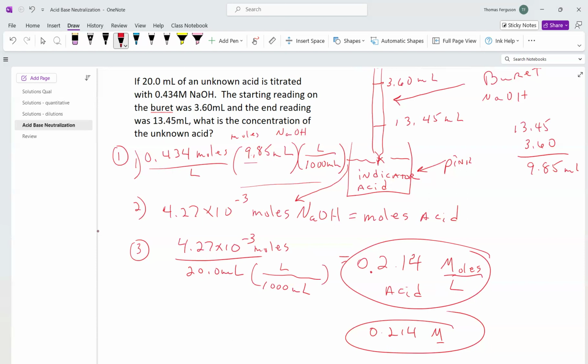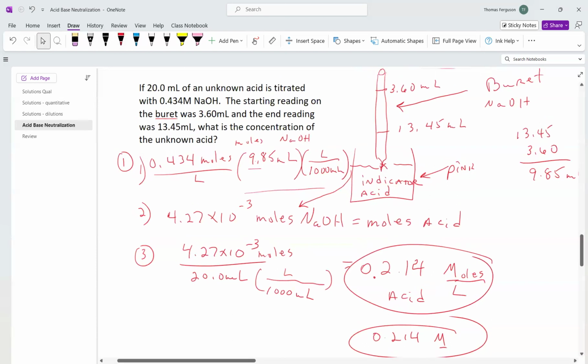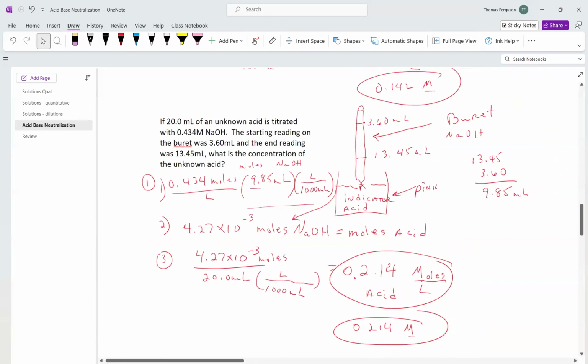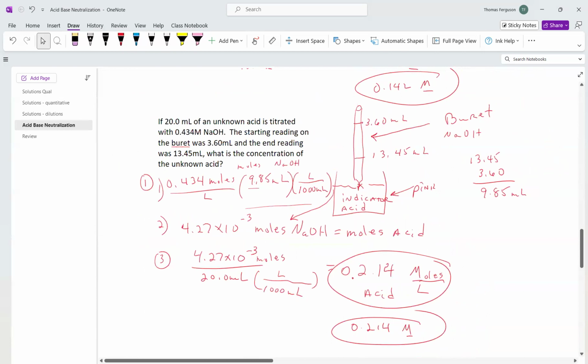Okay, so now this is basically what you're going to be doing in the second lab today, lab 16. And the unknown acid is going to be the vitamin C tablet.